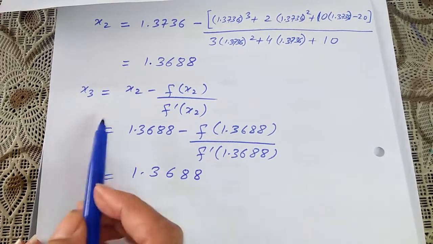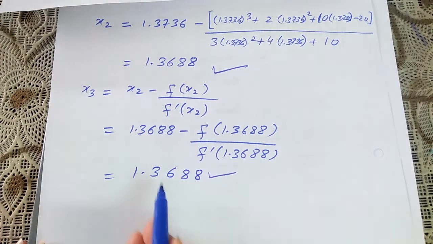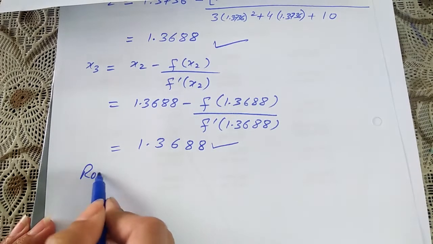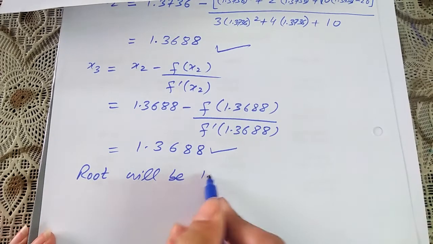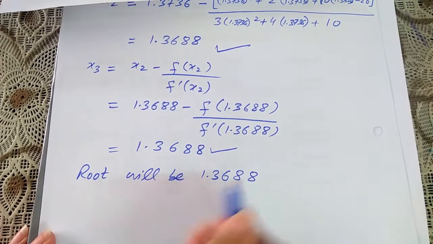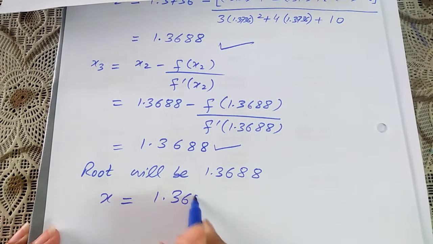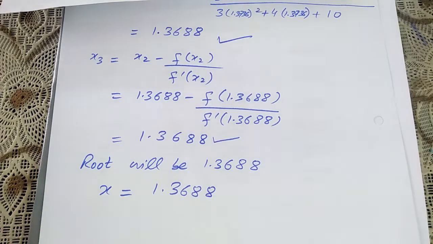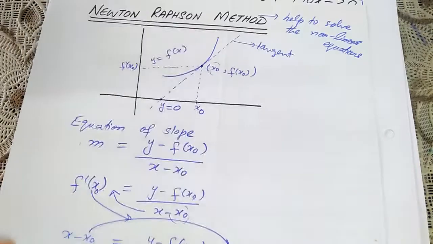So we got the same exact value now. The root is repeated. Since the root is repeated, the root will be 1.3688. It means x equals 1.3688. I hope you understand this method of finding the root of an equation using the Newton-Raphson method.